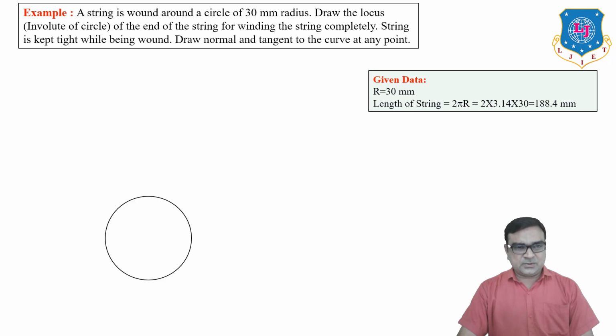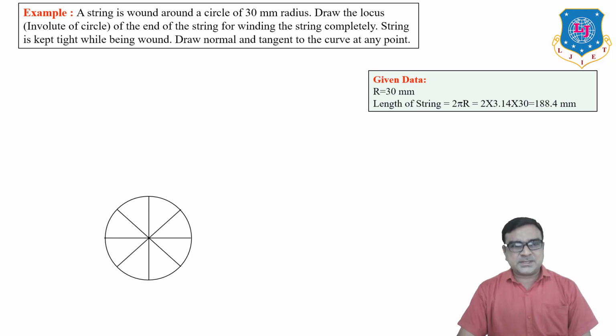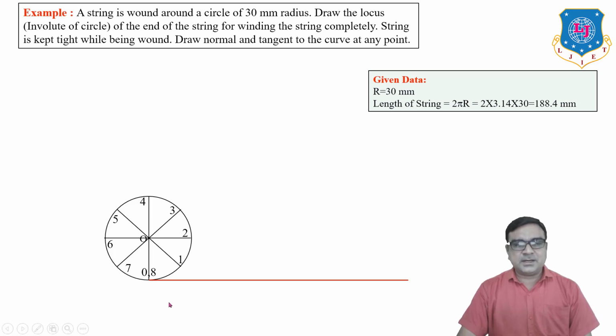So let us start drawing. Draw the circle first and divide it into n equal parts. Here, 8 equal parts. Draw a horizontal line from the bottom of the circle. This length must be the circumference, 2 pi r or pi d. Divide this line also into 8 equal parts.